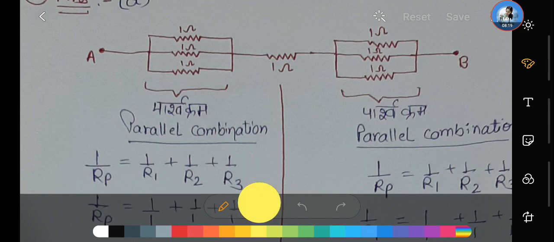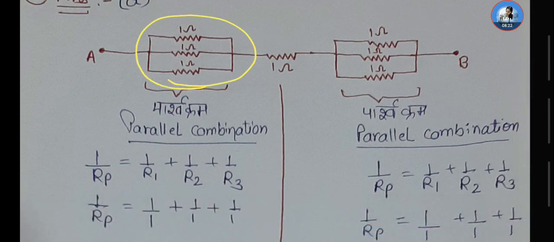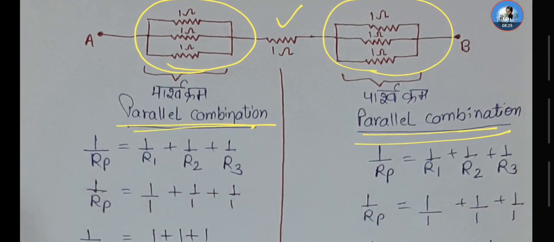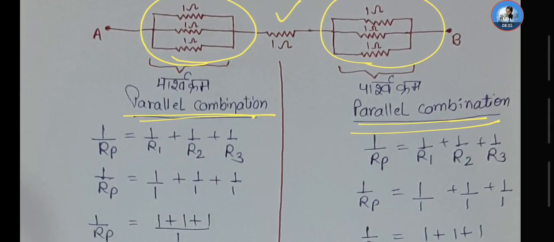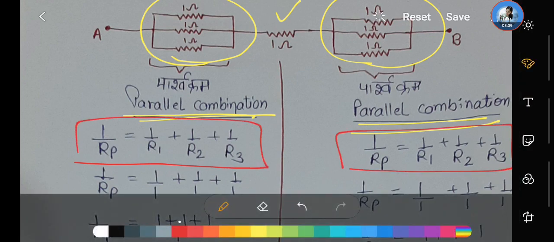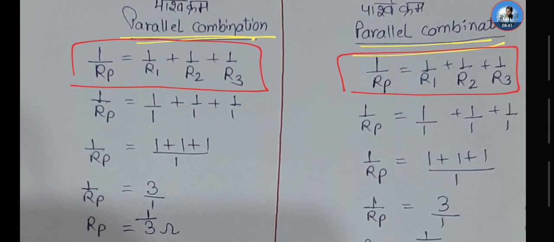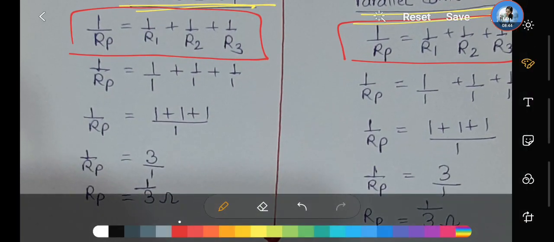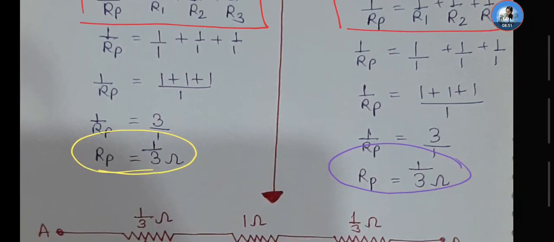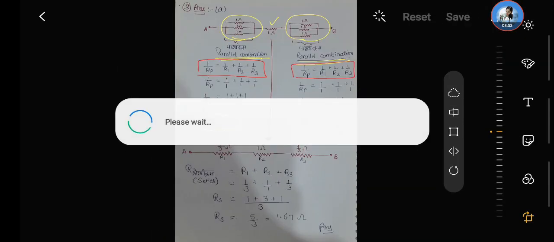Okay. Here you can observe these all resistances are in parallel, and these all are also in parallel, and this is in the center. So first we have to calculate the left hand side and right hand side resistance. We know the formula of resistance in parallel. We put the value of the resistance, that is 1 ohm plus 1 ohm plus 1 ohm, and we got the total resistance in parallel equal to 1 by 3, and 1 by 3 here also. Now your diagram is like that.